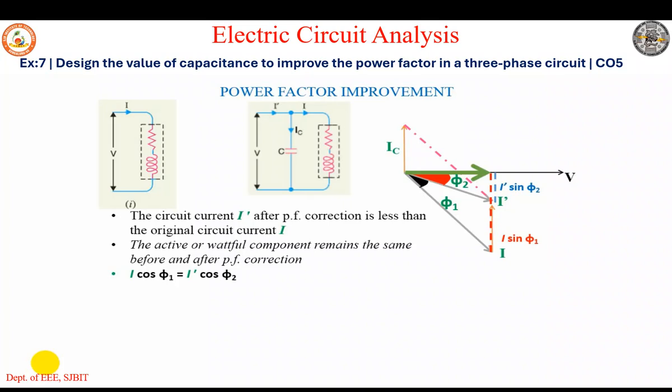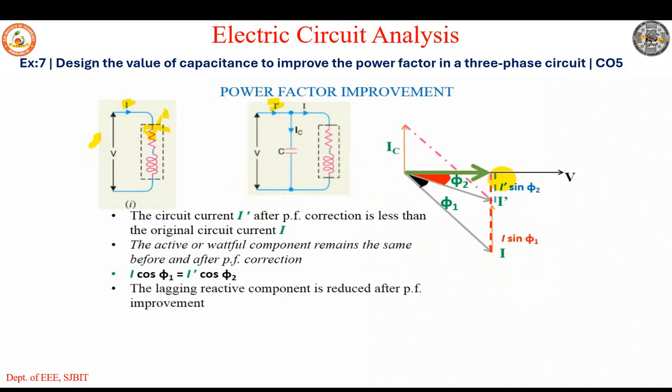Now kindly understand here. In case 1, what is I? I is the current supplied as well as the current consumed. Let's understand with respect to current supplied, not with respect to the load side. So the current supplied in the reactive component is I sin theta 1. After compensation, that reduces to I dash sin theta 2, right? So we can say that the lagging reactive component is reduced after power factor improvement.